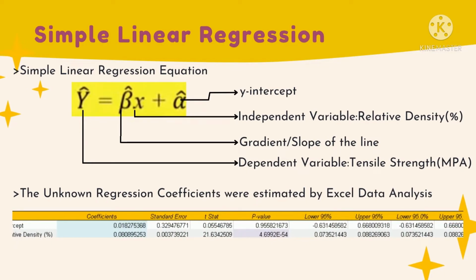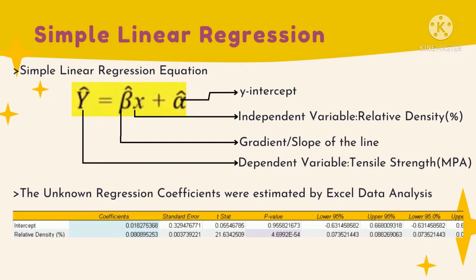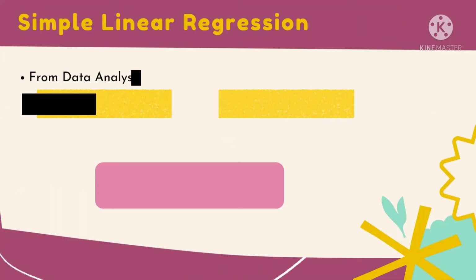For the simple linear regression equation, we get y equal to beta x plus alpha. Alpha is the y-intercept, x is the independent variable, relative density, beta is the gradient or slope of the line, and y is the dependent variable, which is tensile strength. The unknown regression coefficients were estimated by Excel data analysis. We will obtain the coefficients for the intercept and the relative density.